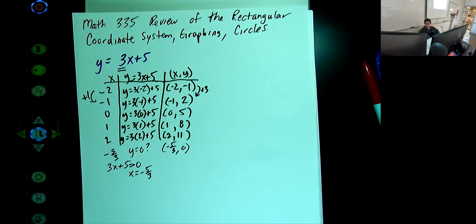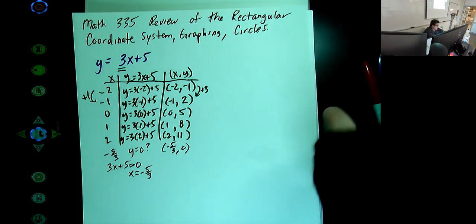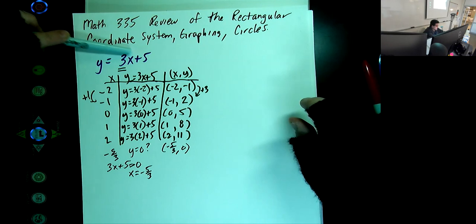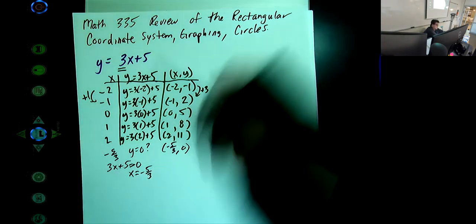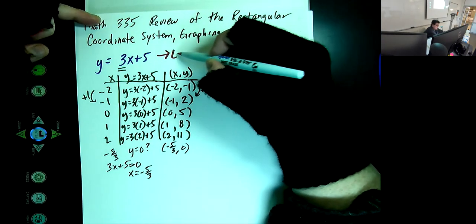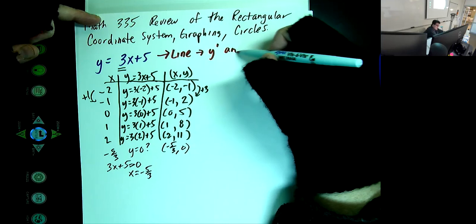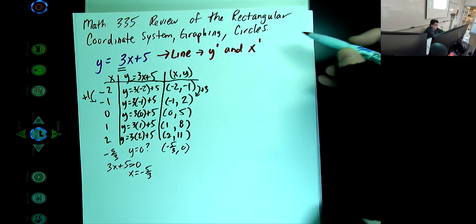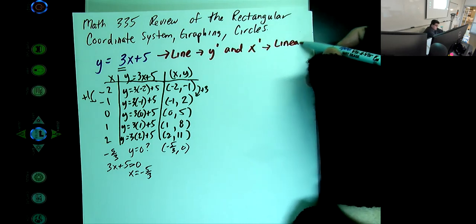You generally don't need this many points unless you're wanting to verify something, or at least for a straight line when there's no exponent on the x or the y. That's what makes this a linear equation. This is a line because y is to the first power and x is to the first power. And we call them linear equations.